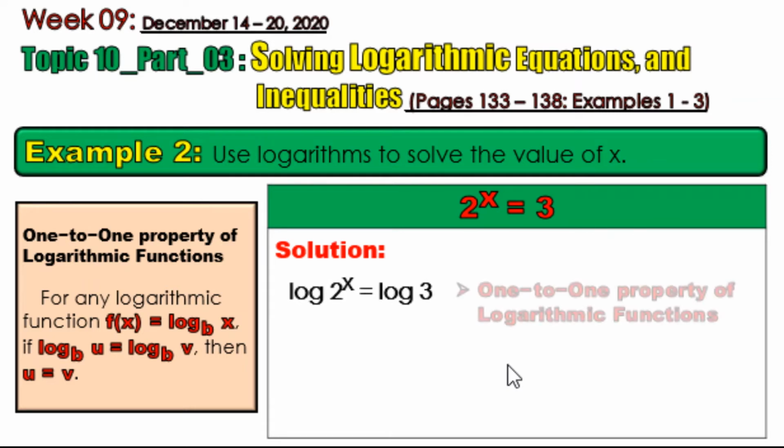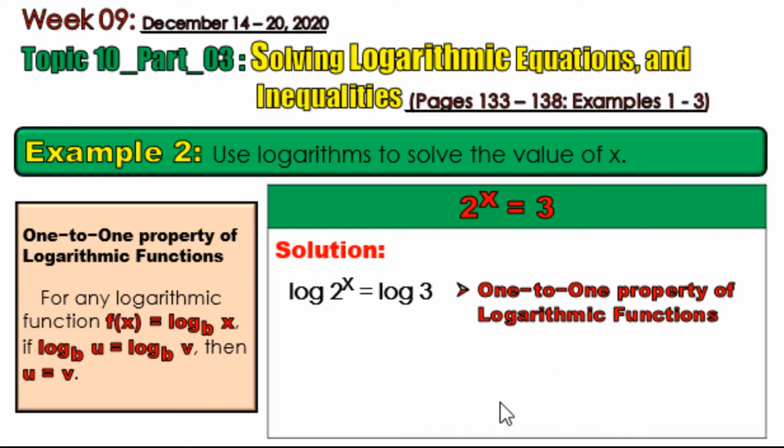By using the one-to-one property of logarithmic functions, we can have the logarithm of 2 raised to x is equal to the logarithm of 3. So they are just the same. Since the one-to-one property of logarithmic functions says that if we have the same base, we can equate the two arguments, we have 2 raised to x is equal to 3.